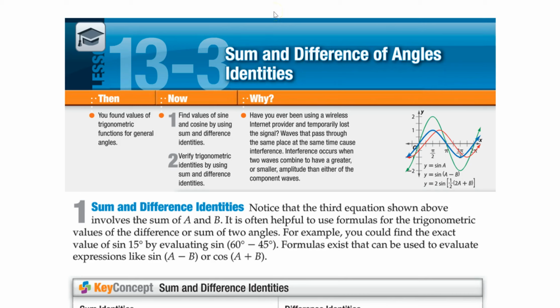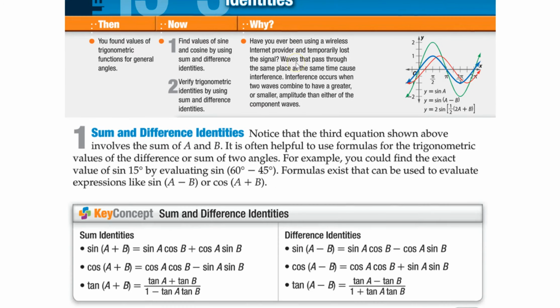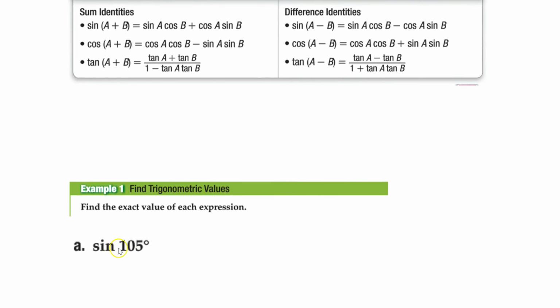13.3 Sum and difference of angle identities. So this lesson is all about how to use certain identities to find angles we normally can't. So for example, 105. If we draw out 105, this will give you an example. 0, here's 180. 105 is in here somewhere, it's past 90. And if I find a reference angle, 180 minus 105, I get 75.